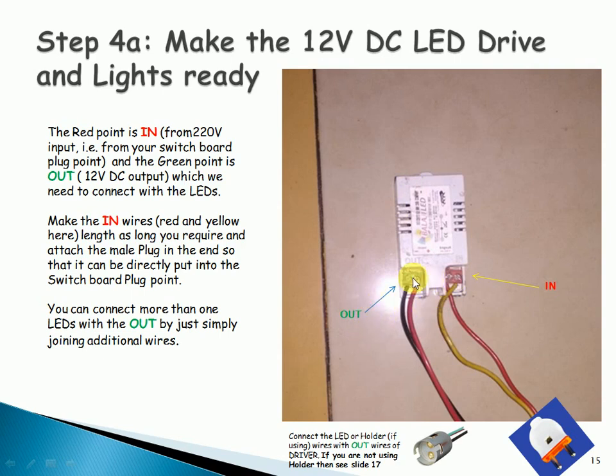So you can see this is a 12 volt DC LED driver. This red area is the in, which means the 220 volt alternating current power supply that will be directly connected to the switchboard plug point. I have attached the male plug here, and the image is not looking that great, but I have made it to help you understand. Insert the male plug here and put the plug into your switchboard.